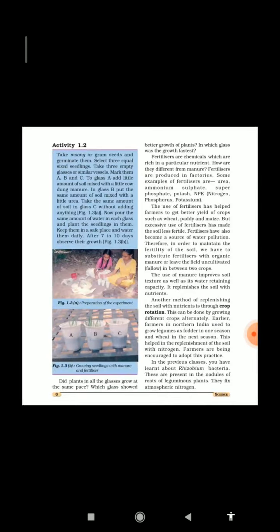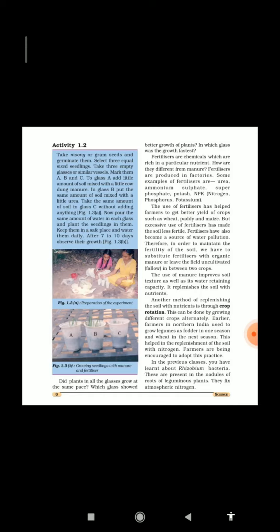Activity 1.2. Take mung or gram seeds and germinate them. Select 3 equal sized seedlings. Take 3 empty glasses or similar vessels. Mark them A, B and C. To glass A, add a little amount of soil mixed with a little cow dung manure. In glass B, put the same amount of soil mixed with a little urea. Take the same amount of soil in glass C without adding anything.